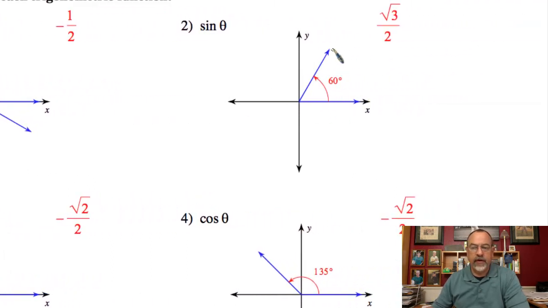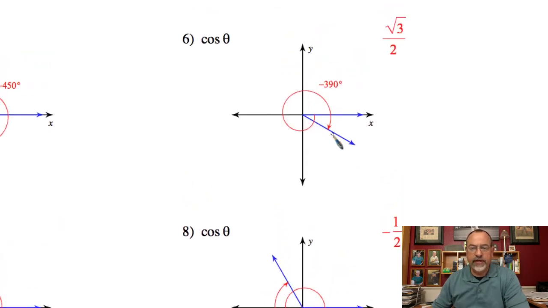Another example here, sine of 60. This is a 60-degree angle. I draw my line to the x-axis. Opposite the 60 is the square root of 3, and it's positive because it goes up. This is 1 and this is 2, so the sine then would be the opposite side, square root of 3, over the hypotenuse, which is 2, square root of 3 over 2.